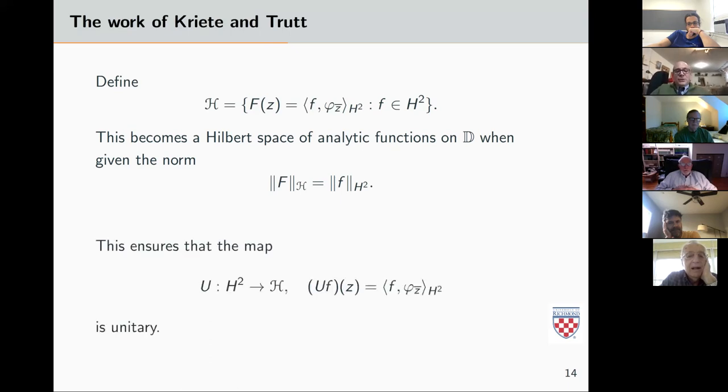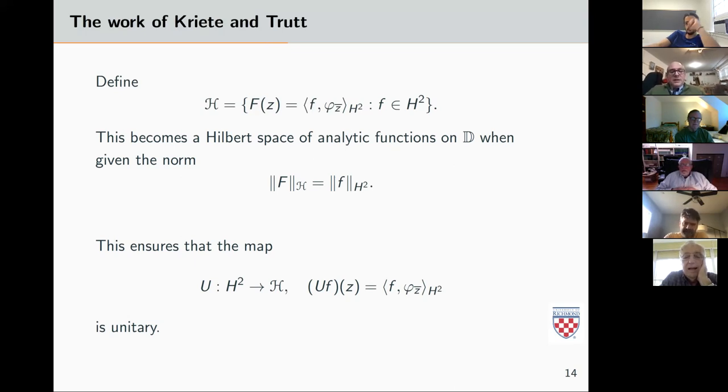Okay, and it also ensures that this sort of obvious map U, which takes an H2 function and gives you this mysterious function F, is actually a unitary operator from H2 to this mysterious space H.